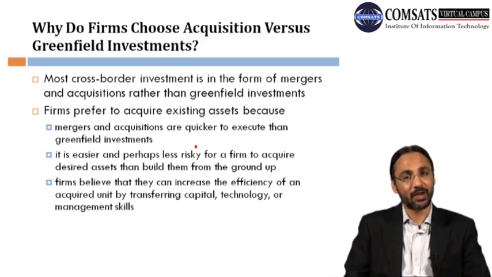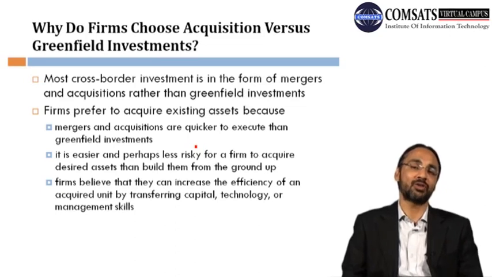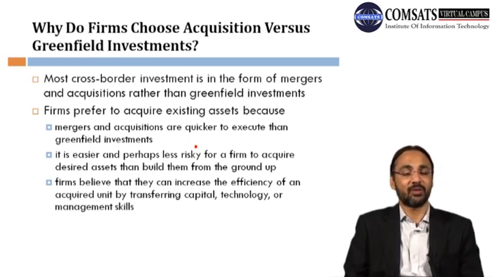There are three reasons why they prefer merger and acquisition over greenfield investment. The first one is that mergers and acquisitions are quicker to execute than greenfield investment. Quicker to execute means they make a joint venture, or they just acquire a production facility somewhere, or a certain part of a company, and it is quicker. They just have to negotiate some terms and conditions, rather than doing a greenfield investment.